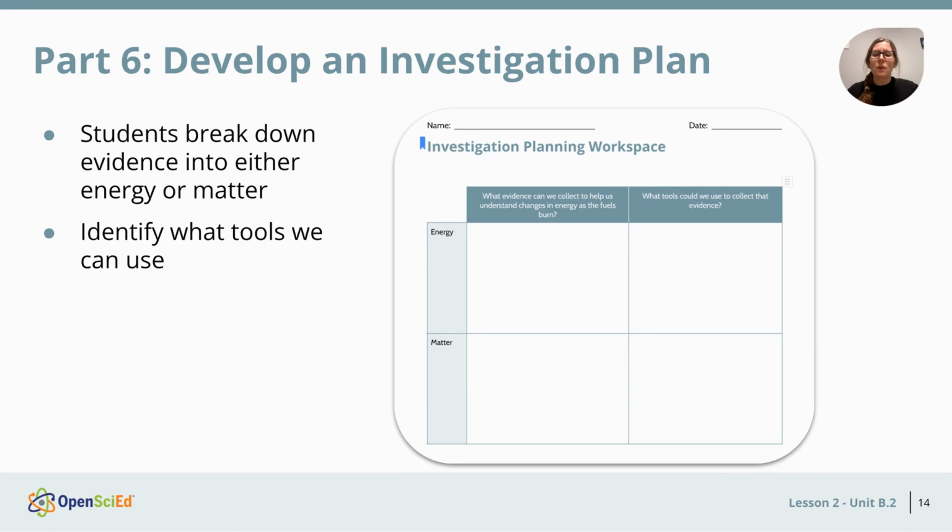Part 6, we're going to develop an investigation plan together as a class. We're going to break down evidence into either energy or matter and think about how we can collect that evidence. So with energy, thinking about heat, light, and then what tools we would need to be able to measure heat and light. A lot of students will come up with thermometers pretty quickly.